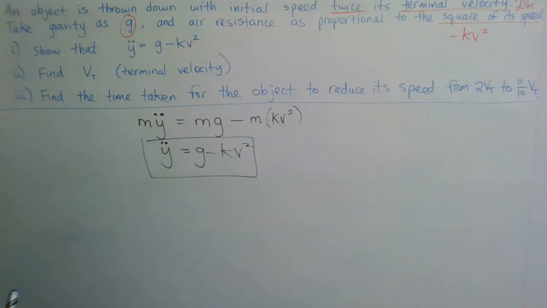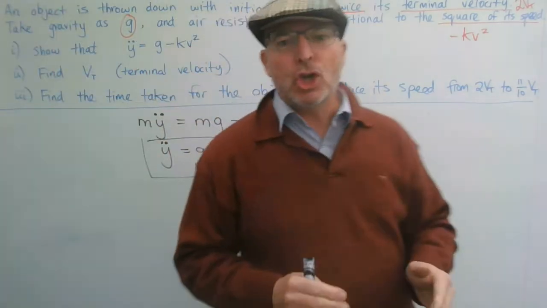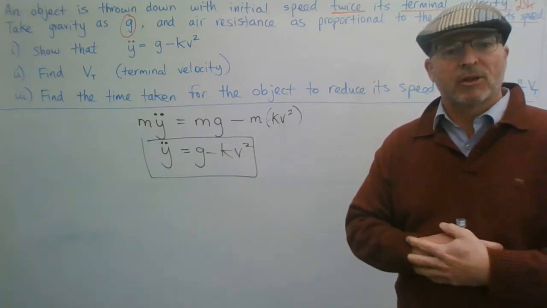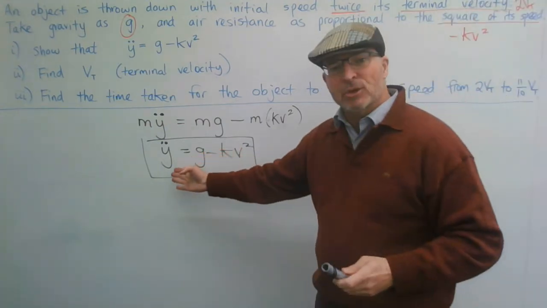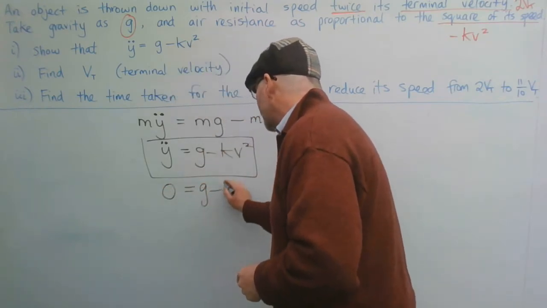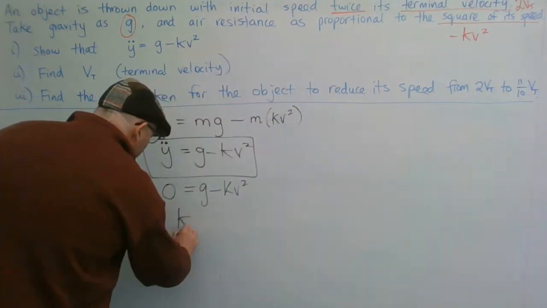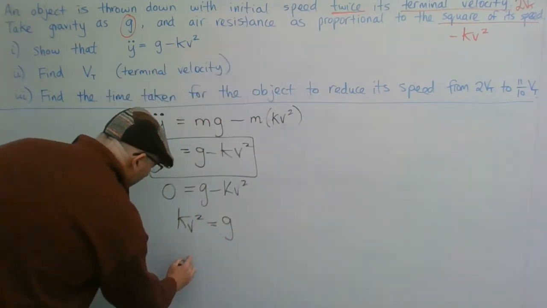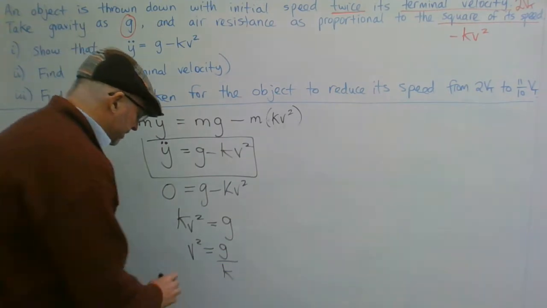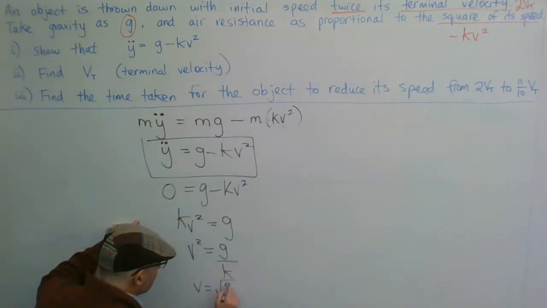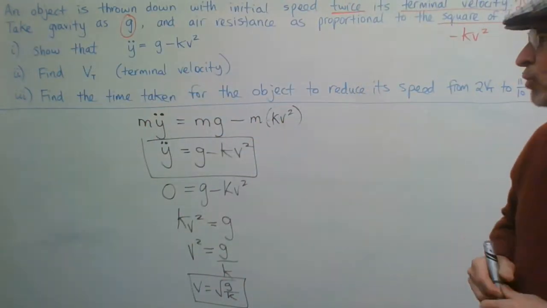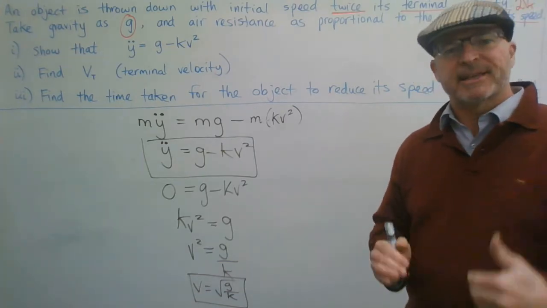All right, the second part, find the terminal velocity. Well, when you reach terminal velocity, the net force on the object is 0, and then you're at your constant velocity. So that means the acceleration will be 0. So if we put 0 in here, we'll get g minus kv squared. So kv squared equals g. So v squared equals g on k, which means I can squeeze this in. V equals root g on k. Terminal velocity, v equals root g on k, found by putting the acceleration equal to 0.